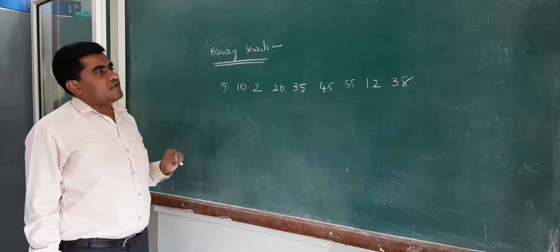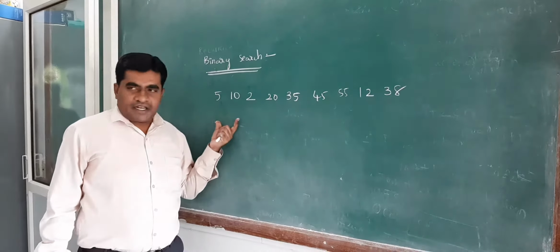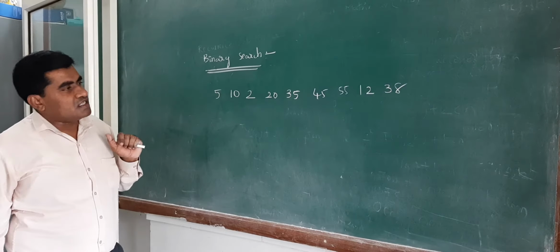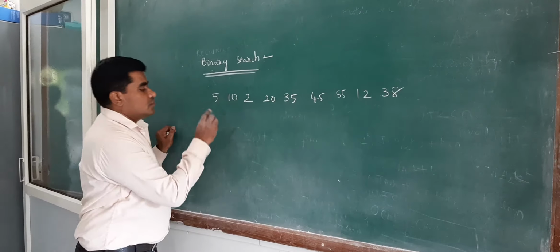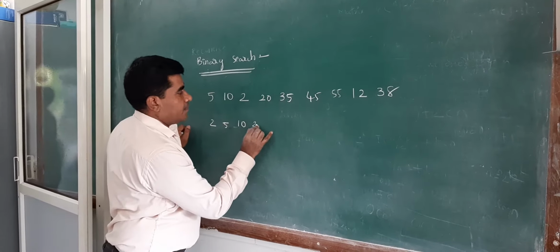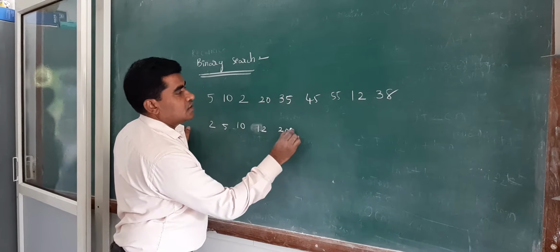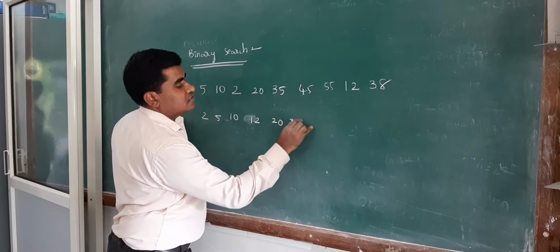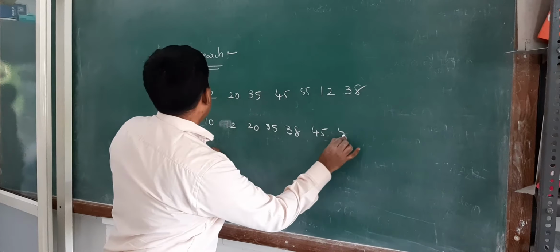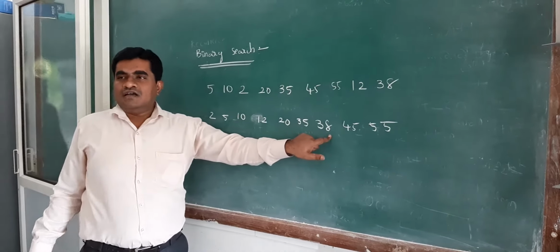In this, first, whatever the list of elements are there, we have to arrange in the sorting order. For example, these are the list of elements. First we have to arrange them in the sorting order: 2, 5, 10, 12, 20, 35, 38, 45 and 55. So these are the elements after sorting.